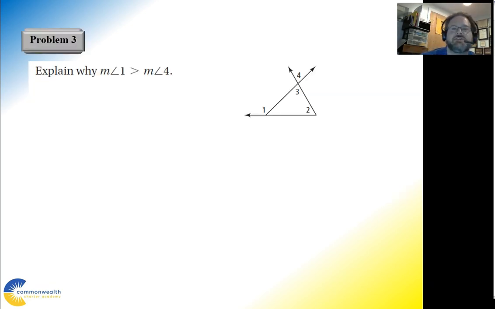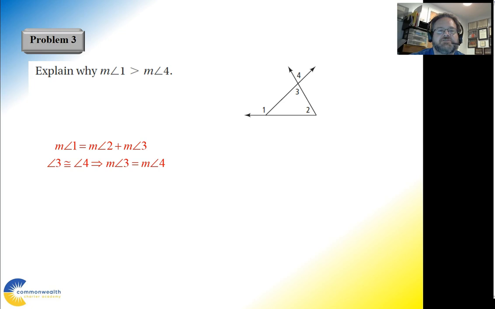So in this question, explain why the measurement of angle 1 is greater than the measurement of angle 4. I don't have any measurements, so I have to use theorems, rules and properties. I could probably just use the theorem I just used, since the measurement of angle 1 is the measurement of angle 2 and angle 3 combined. It's kind of like an informal proof of the previous theorem we just looked at.